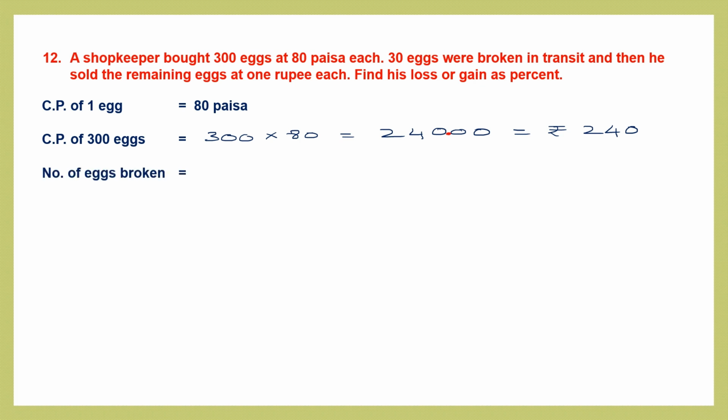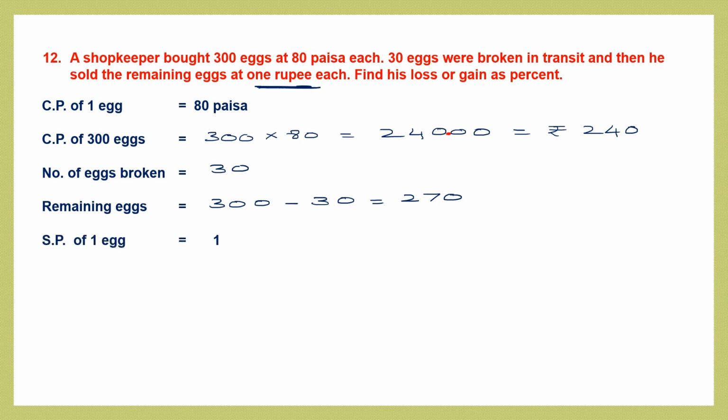Now how many eggs were broken? 30 eggs were broken. Now what is the remaining number of eggs? The original number was 300 eggs. Now 30 have broken. So now we have only 270 eggs. Now these eggs were sold. And what is the cost? They were sold at 1 rupee each. So selling price of one egg is 1 rupee. That means the selling price of 270 eggs will be 270 into 1, which is 270.